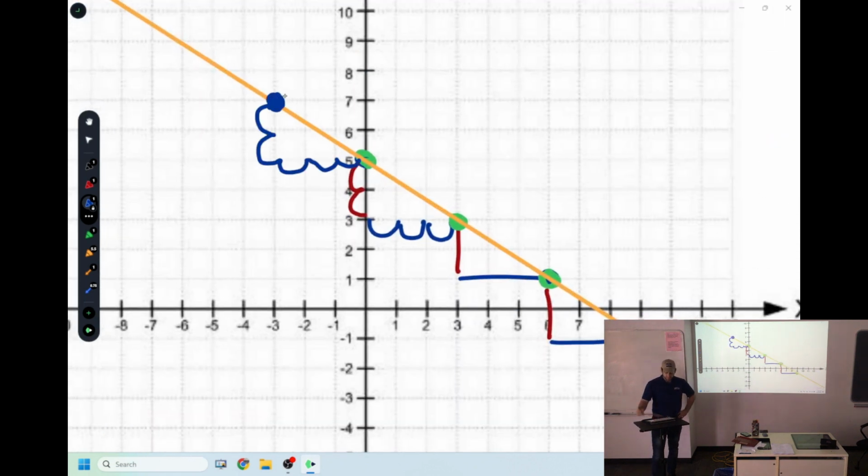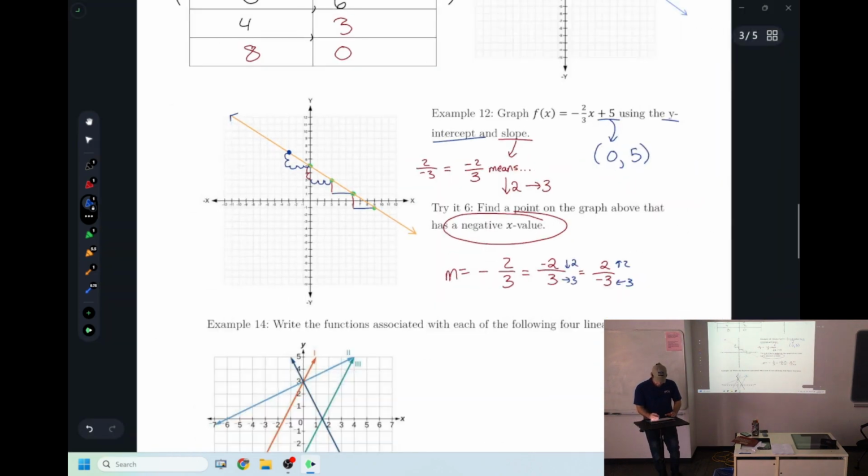And I guess 1 point's fine. Negative 3, 7. Not too crazy? So we can graph it.